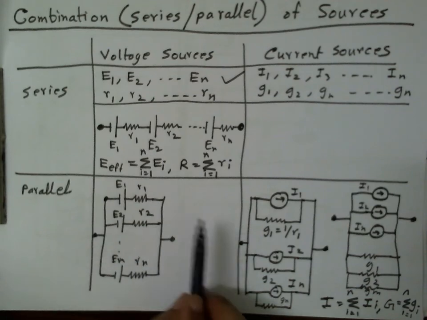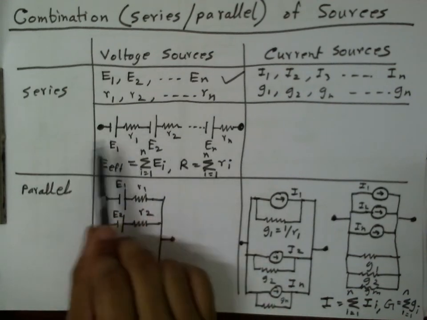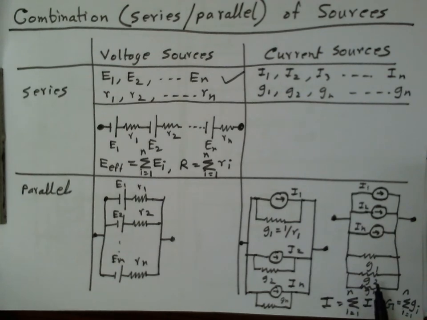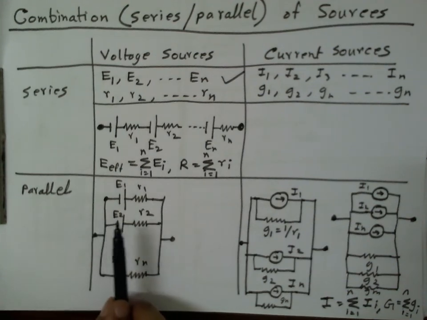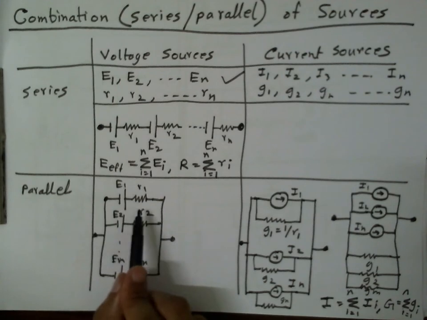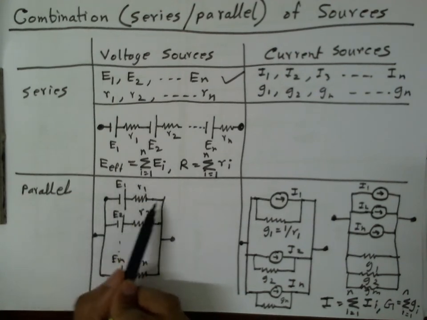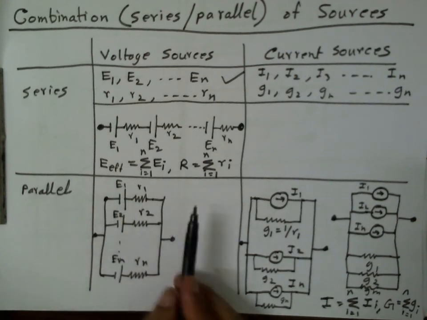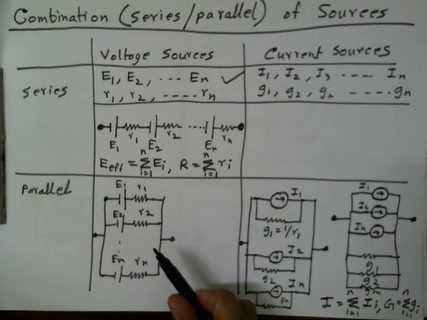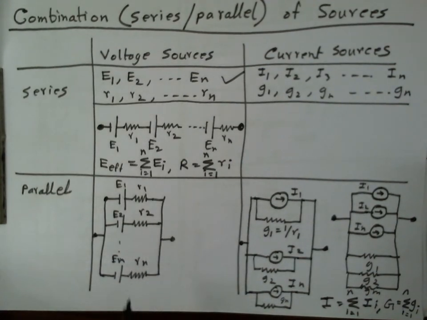So we have seen that when voltage sources are connected in series, it is very easy to find the effect of them. Similarly, when current sources are connected in parallel, it is easy to find the effect of the combination. And we know that a voltage source can be converted into an equivalent current source. Similarly, a current source can be converted into an equivalent voltage source. In this case, since the sources are in parallel, if we convert these individual EMF sources into equivalent current sources, then we'll have a set of current sources connected in parallel, and then it's easy to find the net effect of them. So that's what we are going to do in this case.